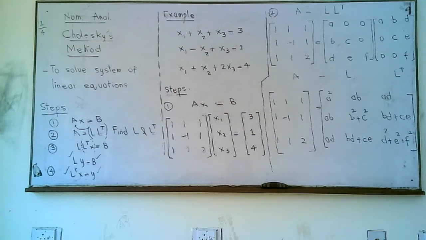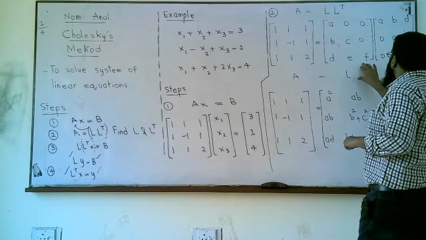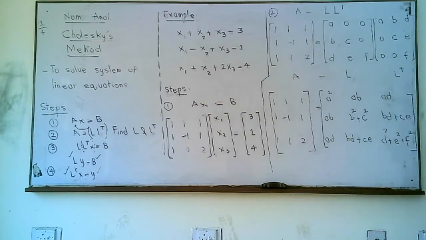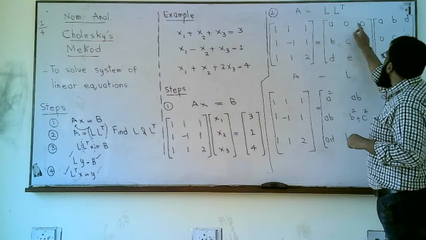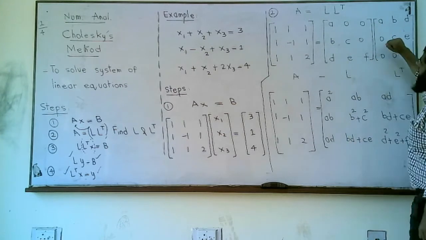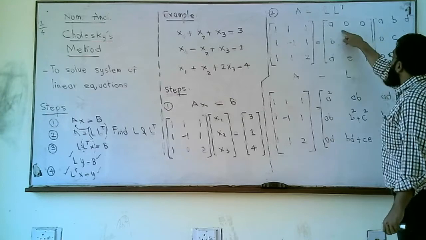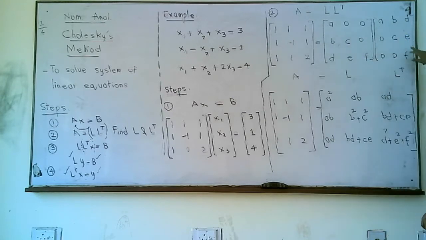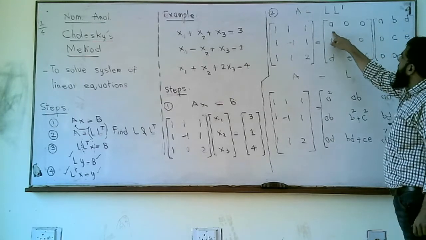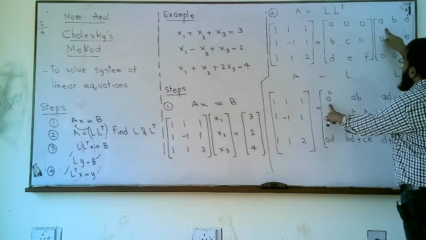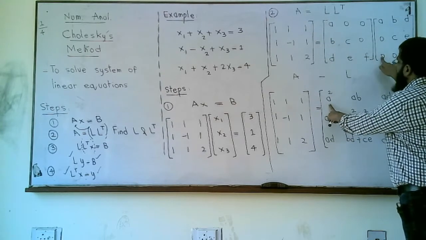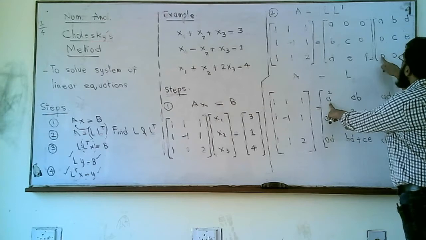So A is now L times L transpose. Let's multiply these two matrices, L and the transpose of L. We know how to multiply two matrices. The first row is first multiplied with the first column, then the first row with the second column, then the first row with the third column. So the first row with the first column gives a squared plus 0 plus 0. So this is a squared.